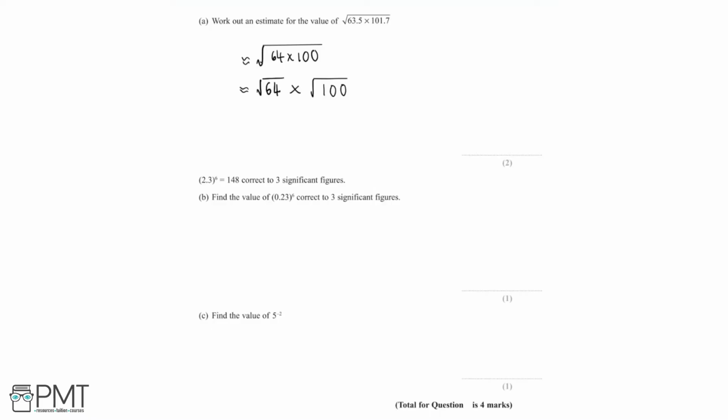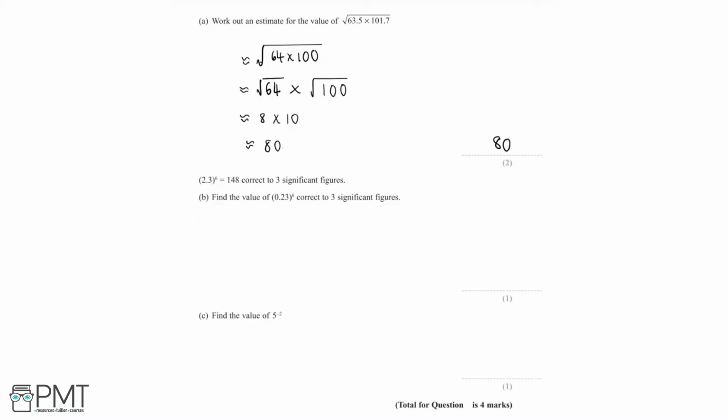Now 64 and 100 are both square numbers. The square root of 64 is equal to 8, and the square root of 100 is equal to 10. And so we can simplify this into 8 multiplied by 10. And this will leave us with an answer of 80. And so we can say that an estimate for the value of the square root of 63.5 multiplied by 101.7 is equal to 80. Now in part B, we're told that 2.3 to the power of 6 is equal to 148, correct to three significant figures.